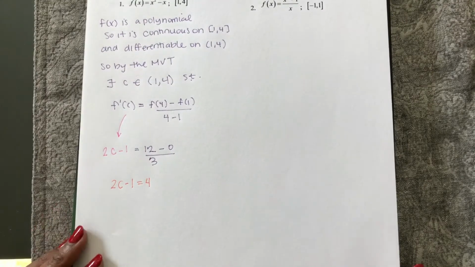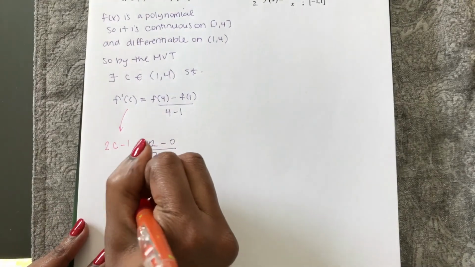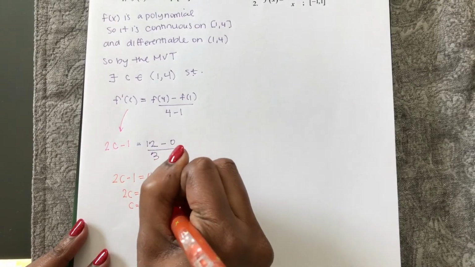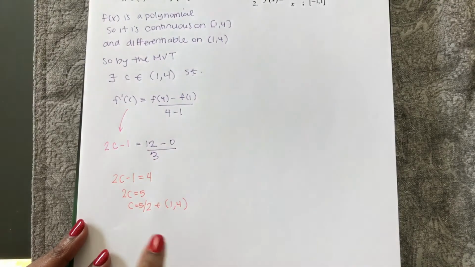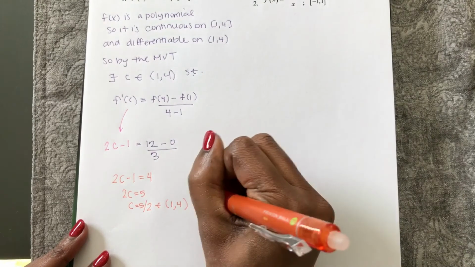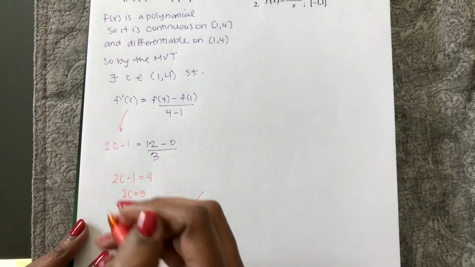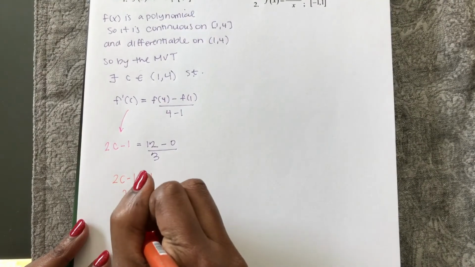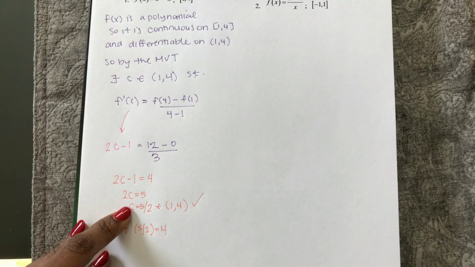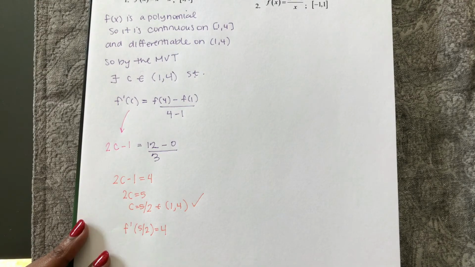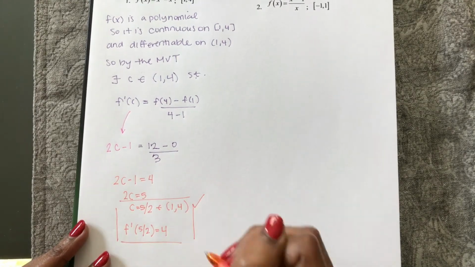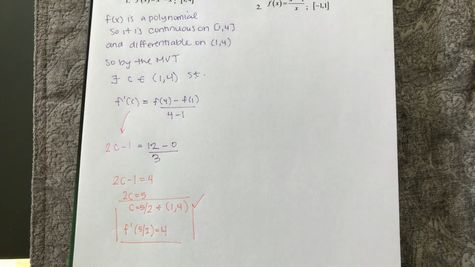Now I have a very simple equation to solve. 2c equals 5. c equals 5 over 2, which is an element of that open interval. So you always have to check, is that c value in my interval? Yes, it is. So this c value tells us that f prime of 5 over 2 equals 4. So c equals 5 over 2, which is an element of that open interval.